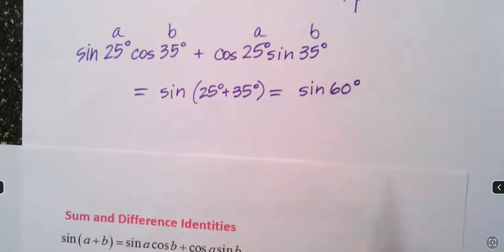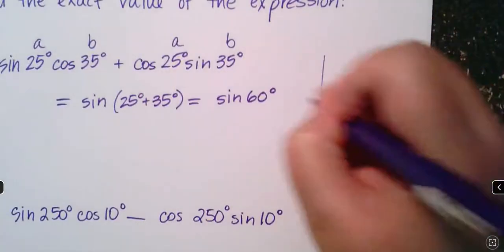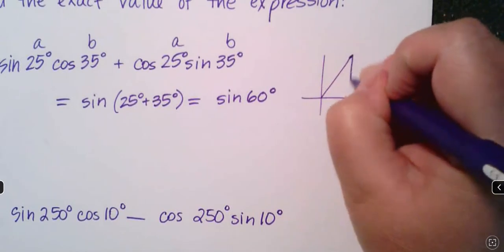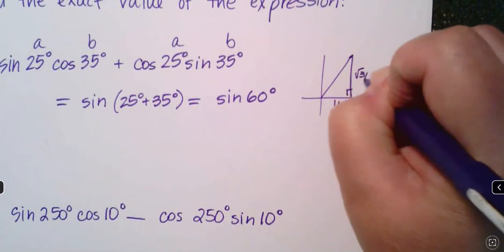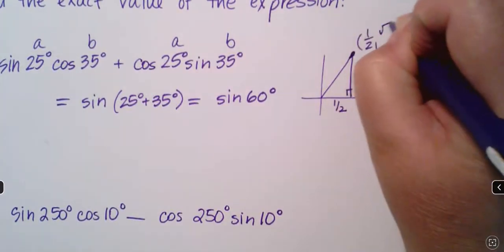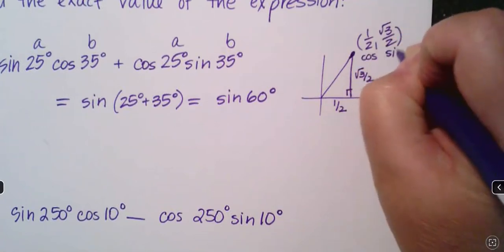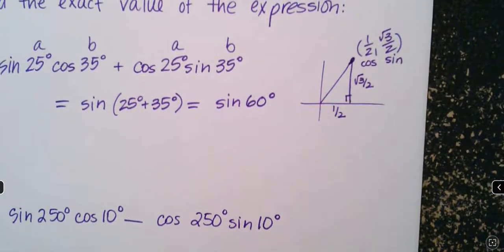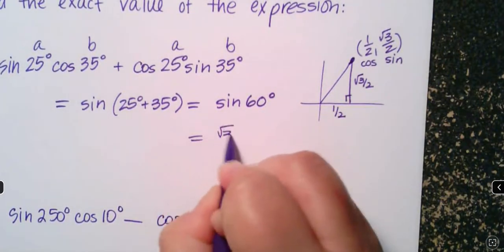Now, we happen to know the sine of 60 because that is a unit circle value. On the unit circle, 60 is right here. It's a 30, 60, 90 triangle. You go out 1/2 and up square root of 3 over 2. The first coordinate's the cosine, and the second one is the sine. So the sine of 60 degrees, which is the same as pi over 3, is square root of 3 over 2.